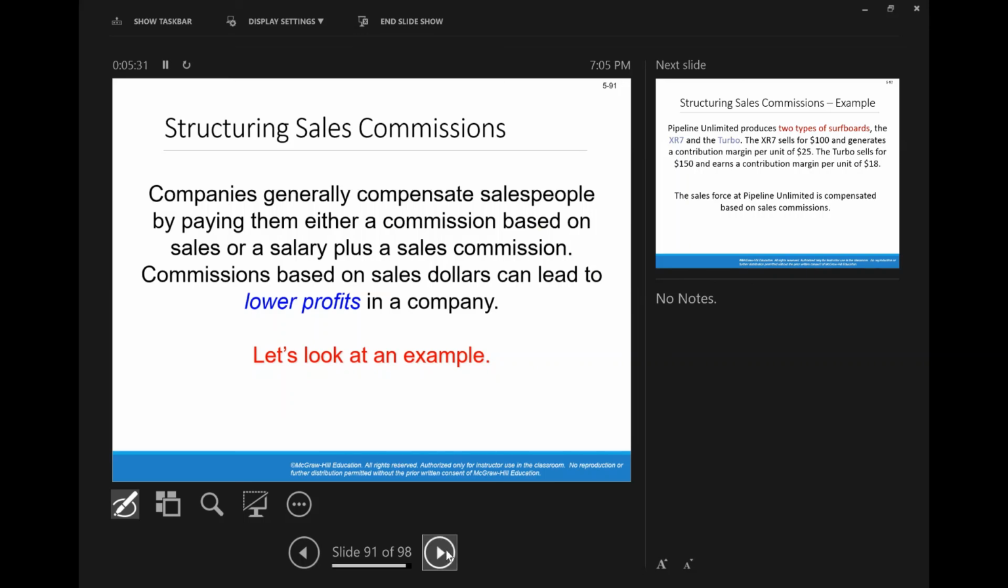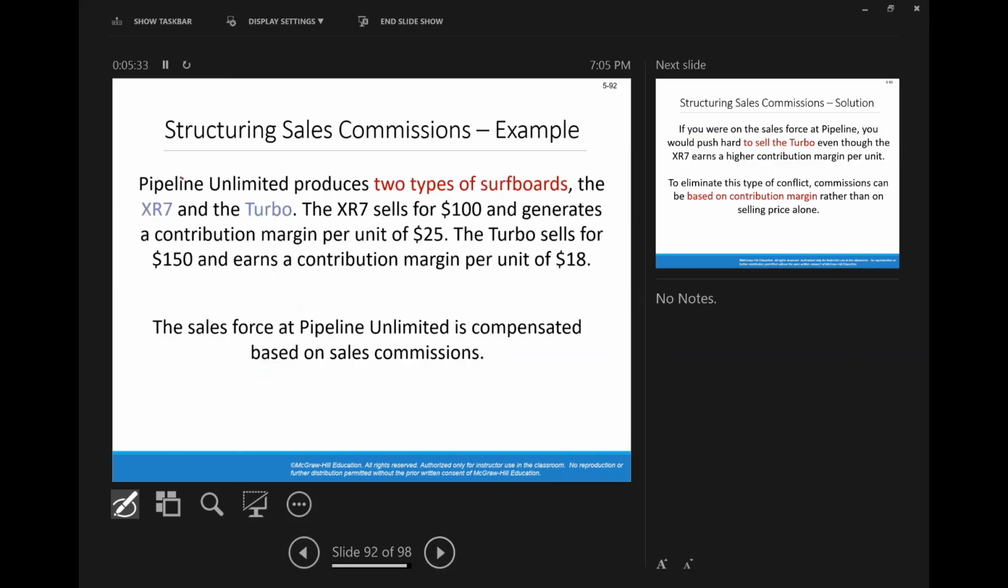So we're going to look at an example. Pipeline Unlimited produces two types of surfboards, an XR7 and the Turbo. The XR7 sells for $100 and generates a contribution margin of $25. The Turbo sells for $150 and earns a contribution margin per unit of $18. The sales force at Pipeline Unlimited is compensated based on sales commissions.